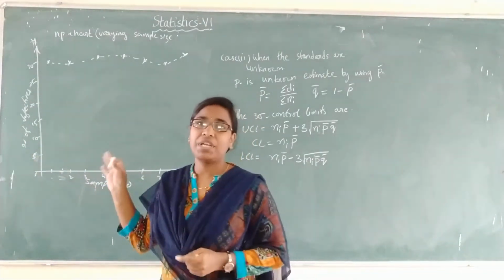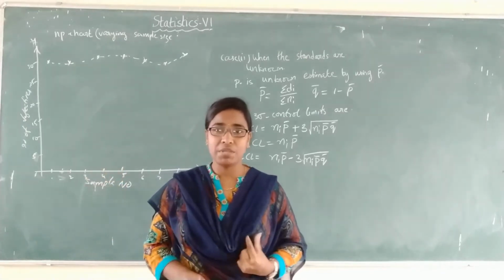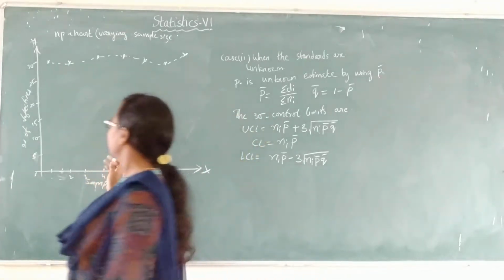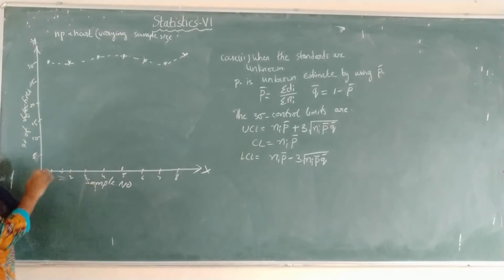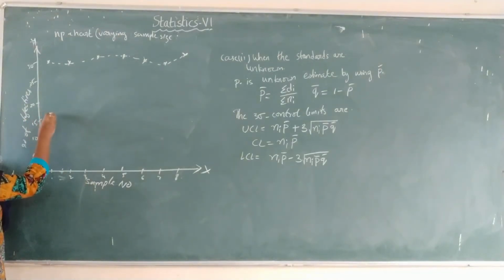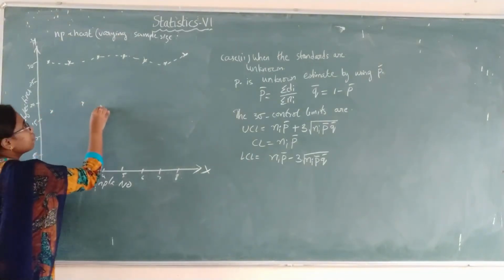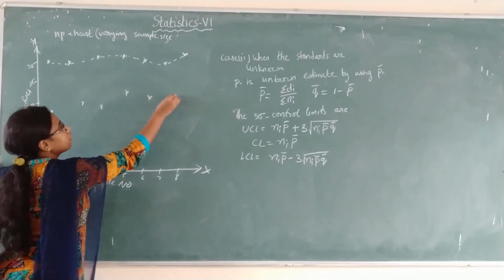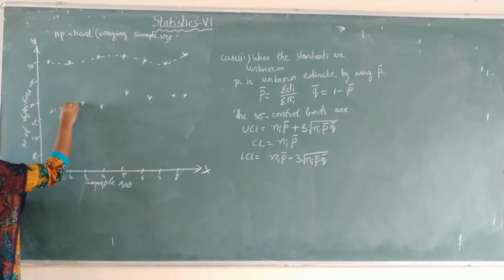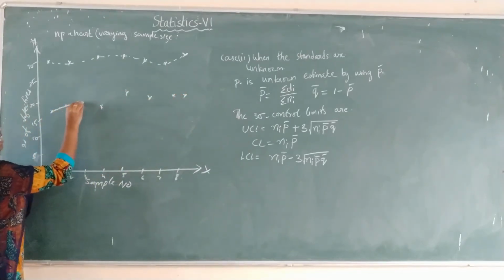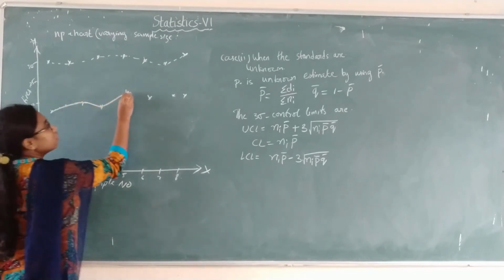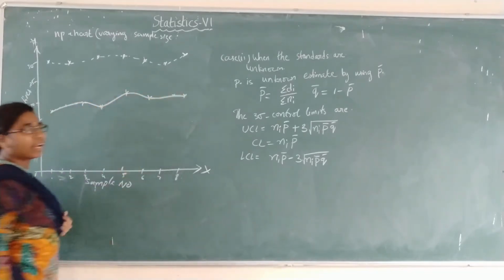But in the NP chart with varying sample size, even it will not be the same. You will get a curved line only. If the CL, you will get something like this. All will be curves only. So CL is a dark line. So join these values using the dark line only.